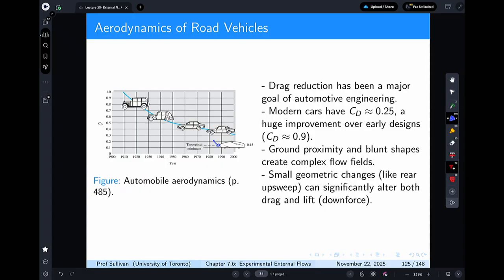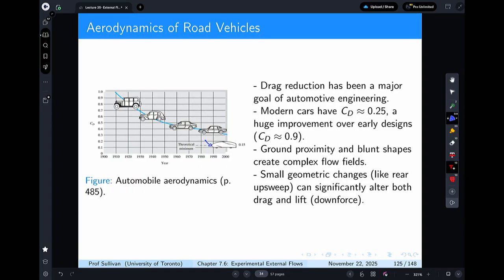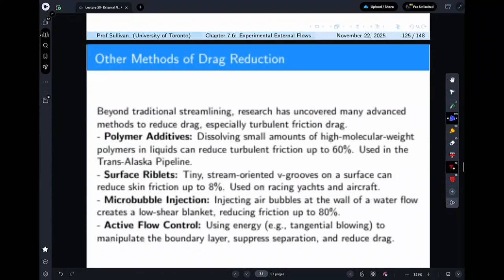A lot of testing has been done. Now a lot of modeling has been done, particularly with EVs, because they need to extend range and avoid having to pay for drag. A lot of the very interesting tunnels that exist out there have moving tracks so that you can actually test what's happening as the flow goes by, so you can see all of this in action. Small geometric changes significantly alter drag and lift.